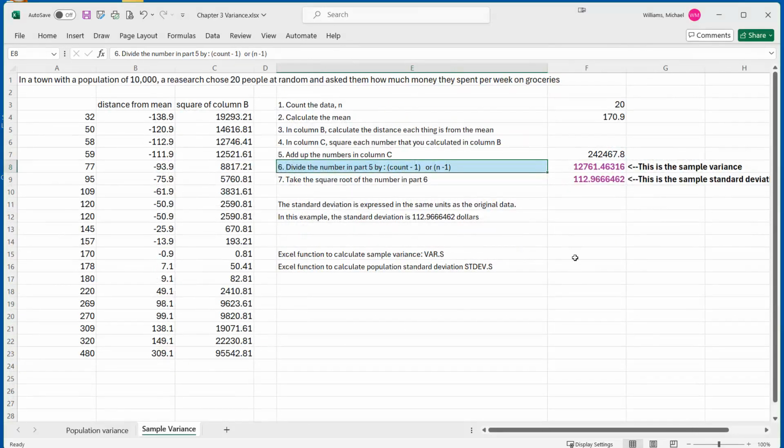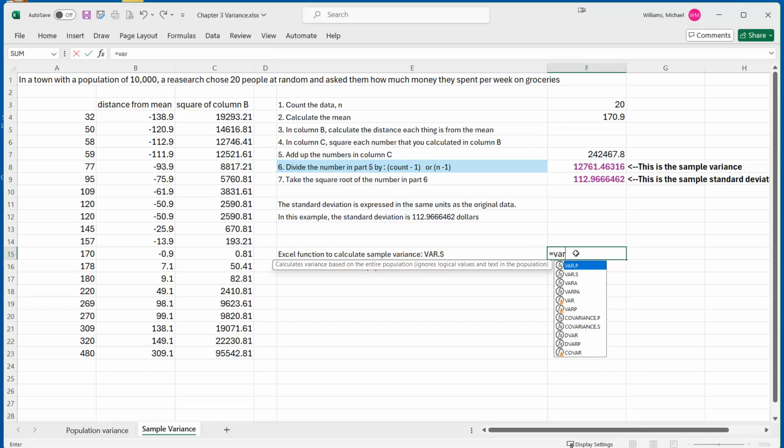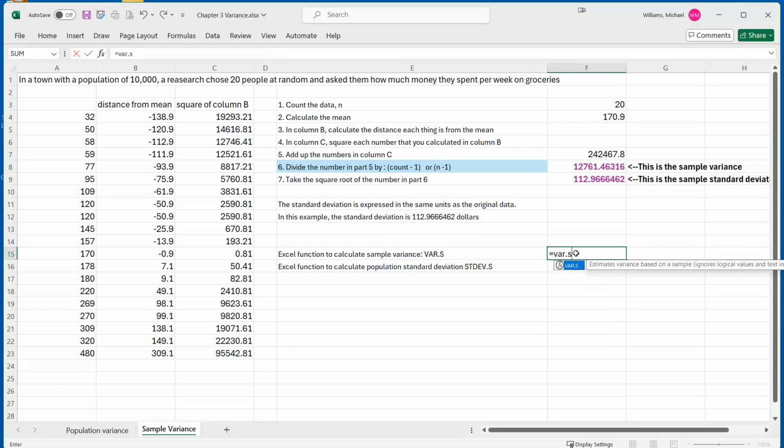So let's use VAR.S and see if we get the same answer I did, or I should retire as a professor. I am getting up there in years, you know. Let's grab the data. We got to grab the original data over here. See what we get. It's the same. I can still teach on.